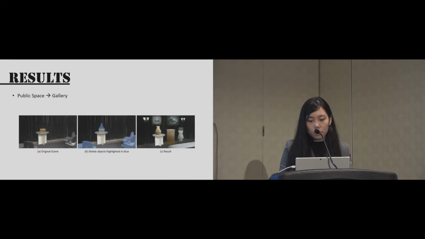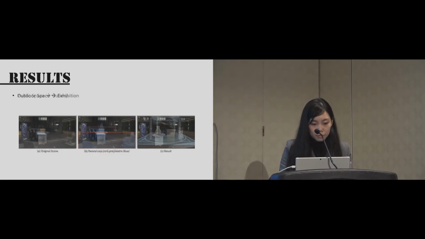And in this case, we delete the chairs and the toy on the table and put some X-baits to change the room into a gallery. And of course, we could also edit the outdoor space. But we do not need to reconstruct the entire space, and we only need to reconstruct the parts that are highlighted by the red box. That is enough for deleting the tables.